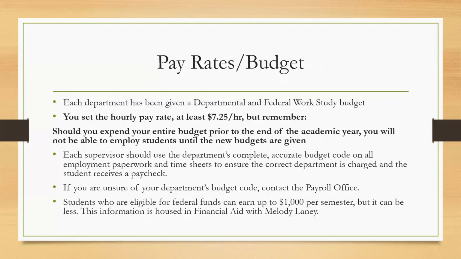Each supervisor should use the department's complete and accurate budget code on all employment paperwork and timesheets to ensure that the correct department is charged and the student receives a paycheck. The student will need to be aware of the department budget code as well. If you're unsure of your department's budget code, contact the payroll office in Human Resources. Students who are eligible for federal funds can earn up to $1,000 per semester, but it can be less. This information is housed in the financial aid office with Melody Laney.